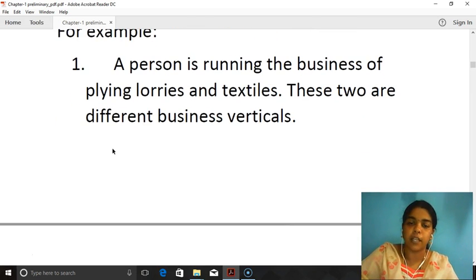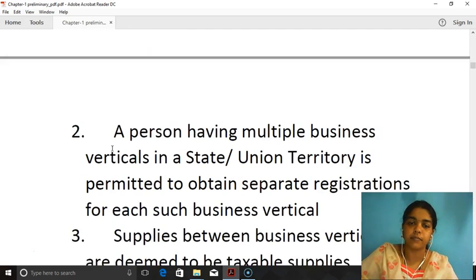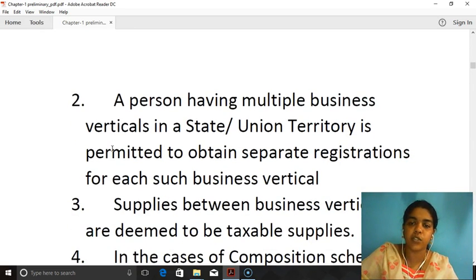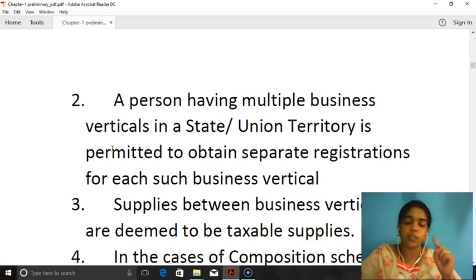Next. A person having multiple business verticals in a state or union territory is permitted to obtain separate registrations for each such business vertical. Suppose there is a person, he has his own PAN number, only one PAN number, but he has got 2 or 3 multiple business verticals. So each of the business verticals can get its own separate registration.